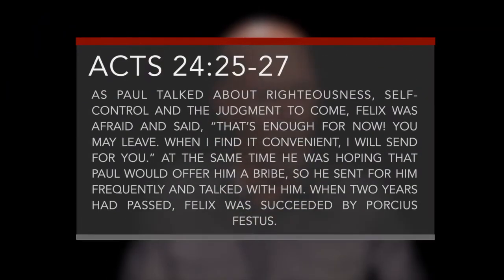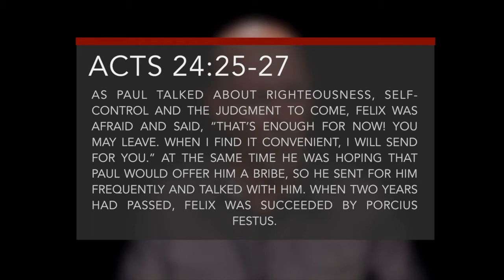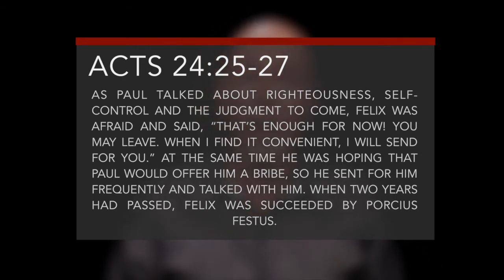So Drusilla and Felix frequented Paul. And listen to the boldness of Paul. He doesn't back off of the message. Verse 25: "As Paul talked about righteousness, self-control, and judgment to come, Felix was afraid and said, 'That's enough for now. You may leave. When I find it convenient, I will send for you.' At the same time, he was hoping that Paul would offer him a bribe, so he sent for him frequently and talked with him. And then when 2 years passed, Felix was succeeded by Porcius Festus."